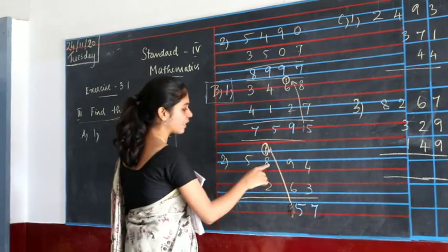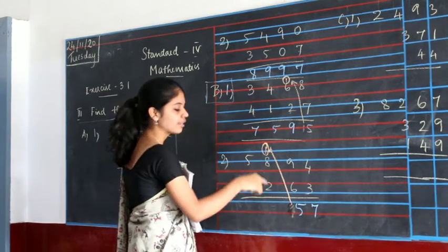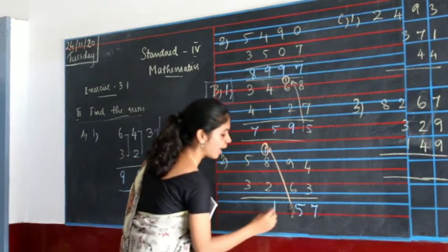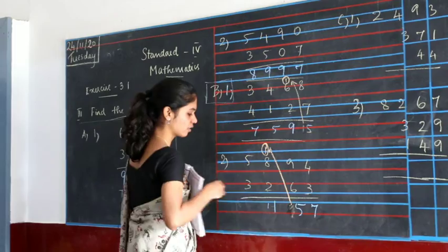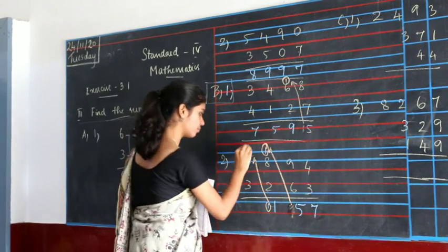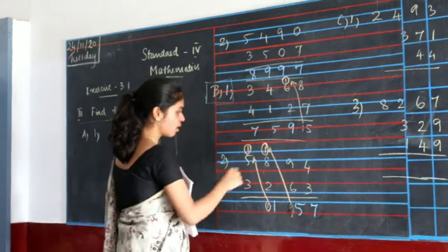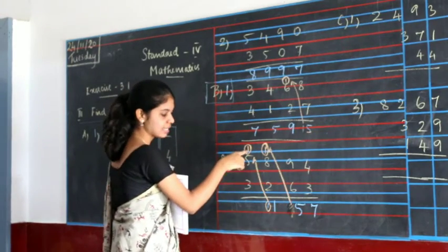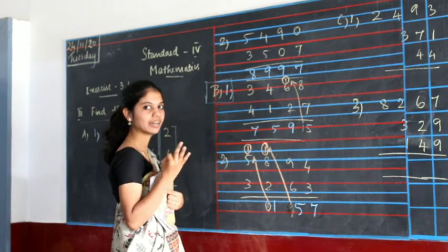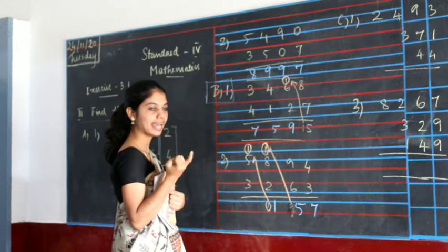So 8 plus 1 will be 9, 9 plus 2 will be 10, 11. So 1, and then you will have 1 carry. 5 plus 1 will be 6, 6 plus 3. 6 in your mind, 3 in your fingers. 6, after 7, 8 and 9.